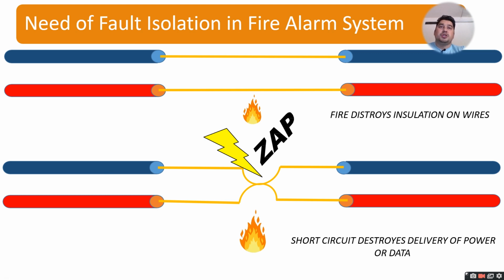Now, the need for fault isolation in fire alarm systems. Fire destroys insulation on wires, and a short circuit destroys delivery of power or data. So what will happen? It will short circuit. The insulation on the wire will be destroyed.